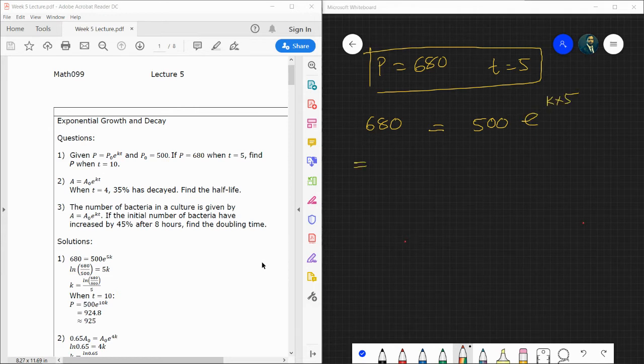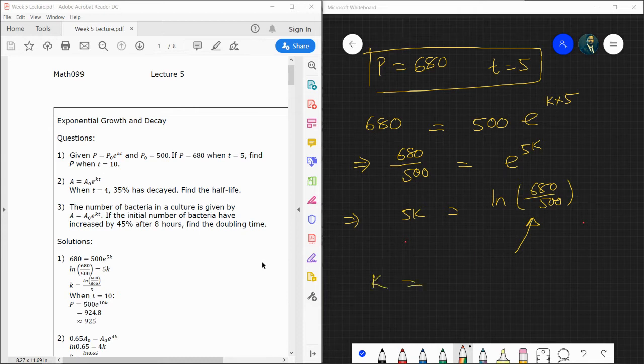If you recall correctly, 680 divided by 500 equals e to the power 5k. This is simply 5k equals ln of 680 over 500, and you can easily get that number in the calculator and divide by 5. There you go, you have your k. K is simply ln of 680 divided by 500, divided by 5. Once you've got your k, your modeling is done.